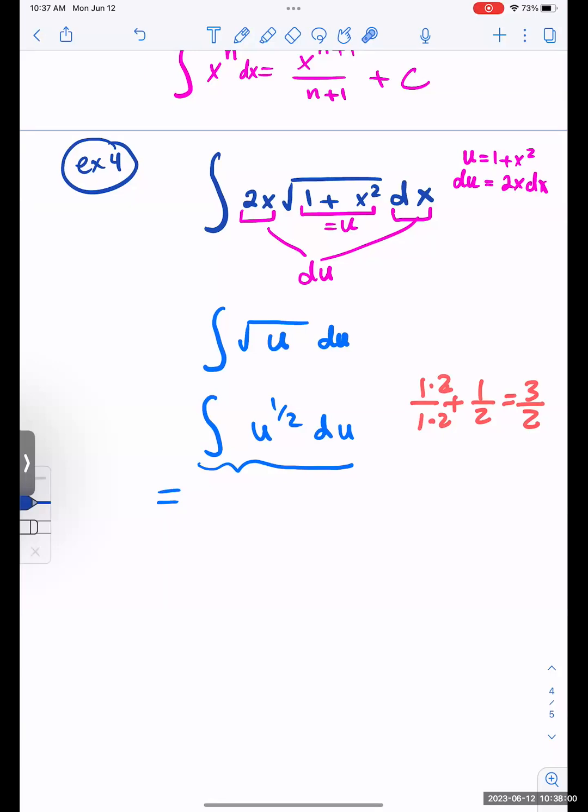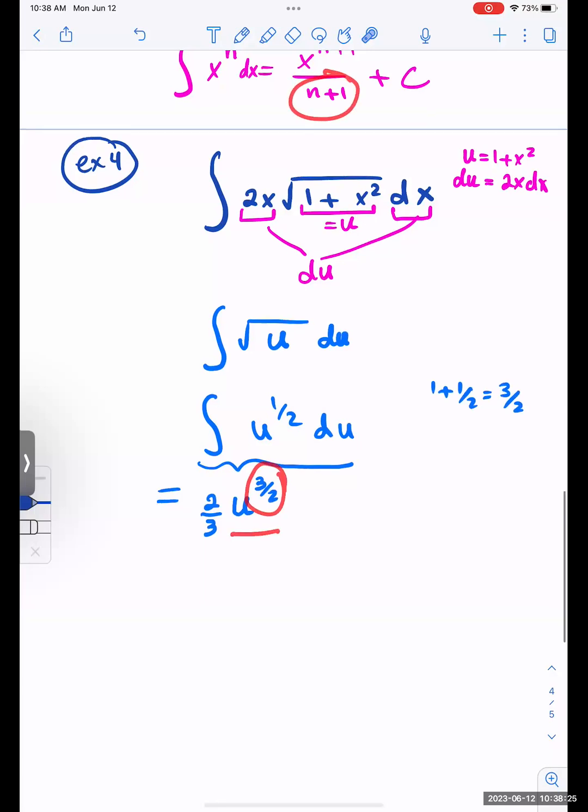Then you would write u to the power 3/2. You're adding 1, and you're dividing by 3/2, or multiplying by 2/3. So basically you added 1 and 1/2, which is 3/2. So that would be the power here. Then by the rule we had, we are dividing by 3/2, but dividing by 3/2 is the same thing as multiplying the quantity by 2/3. And of course, plus a constant c.